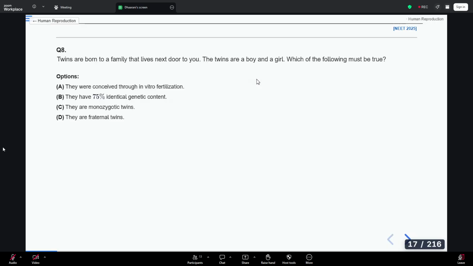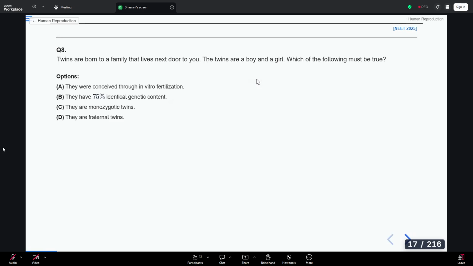What about dizygotic? Two different sexes, okay, fine. What about the egg and sperm? In dizygotic, two eggs will be fertilized by two different sperms. Got it? Two eggs will be fertilized by two different sperms. A very big explanation has been given.